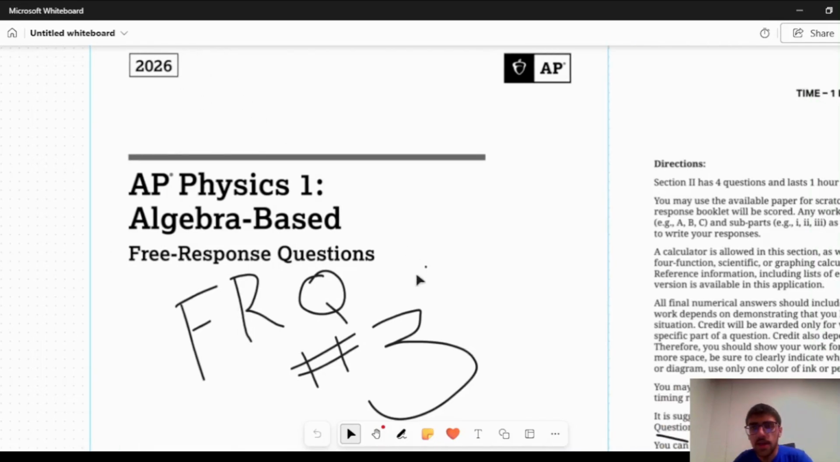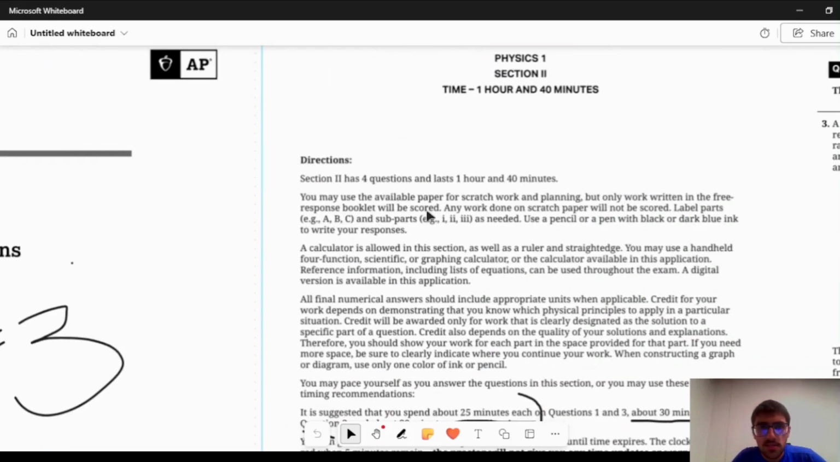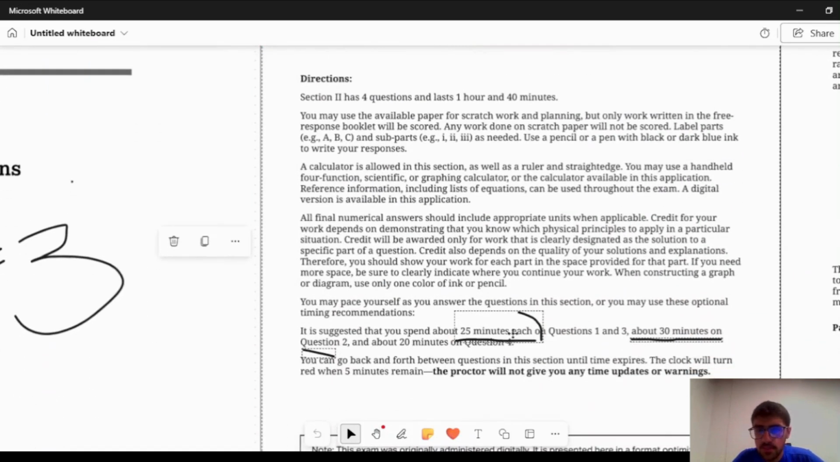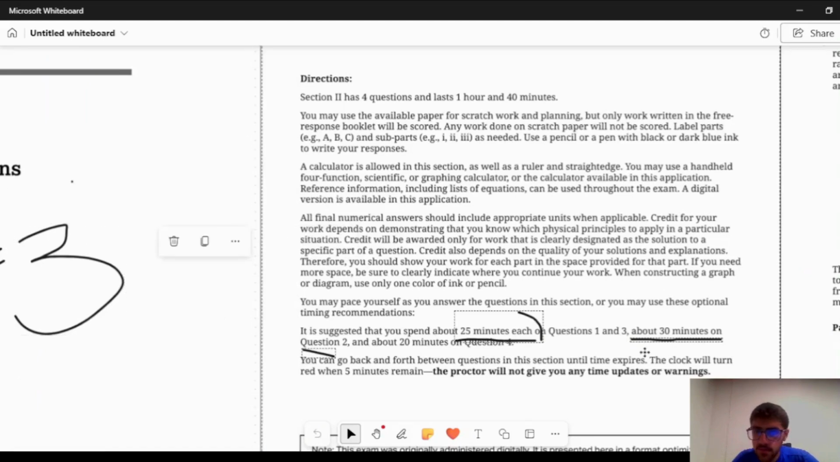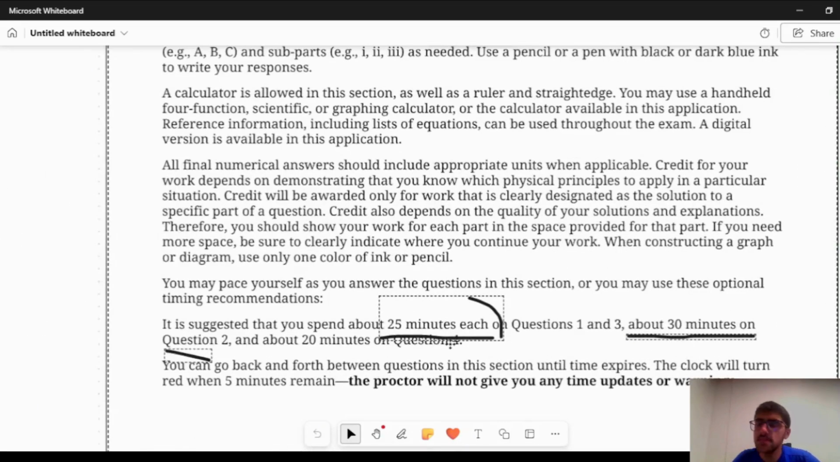This is the 2026 FRQ number 3. All this text is useless except for down here, where it tells us how much time it recommends you spend on each question. For question 3, it recommends we spend 25 minutes.